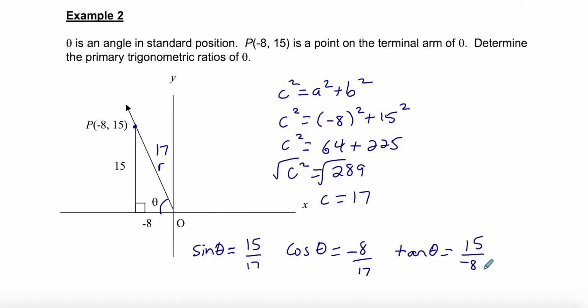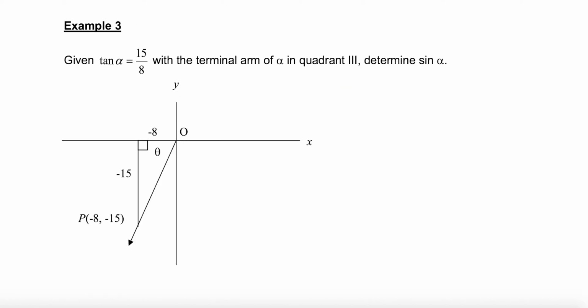What I want you to notice is that sine is the only one that is positive. So CAST, sine should be positive in this quadrant, and the other two should be negative.